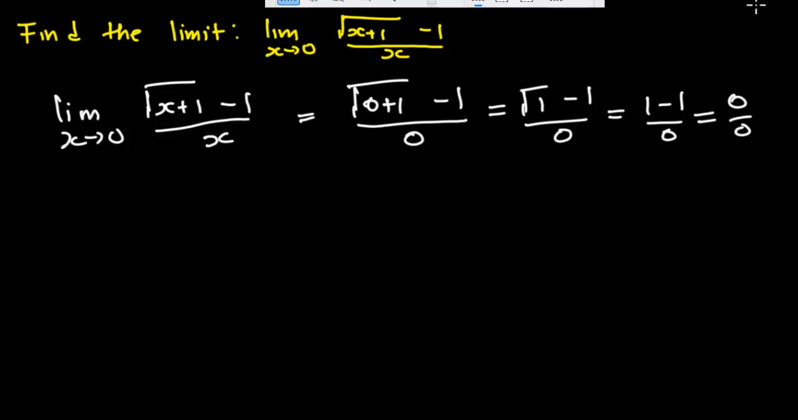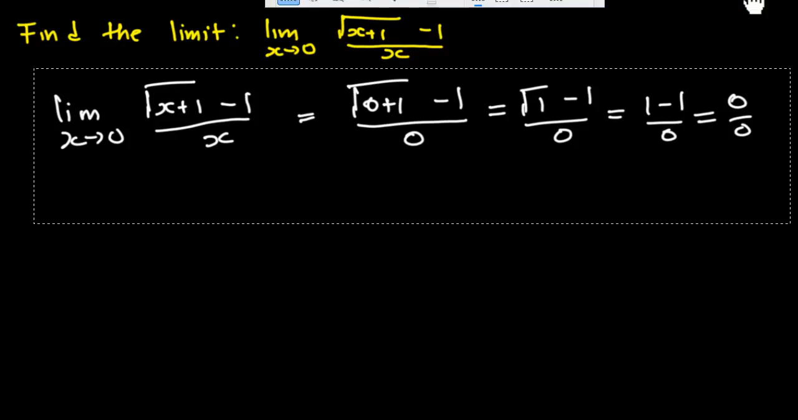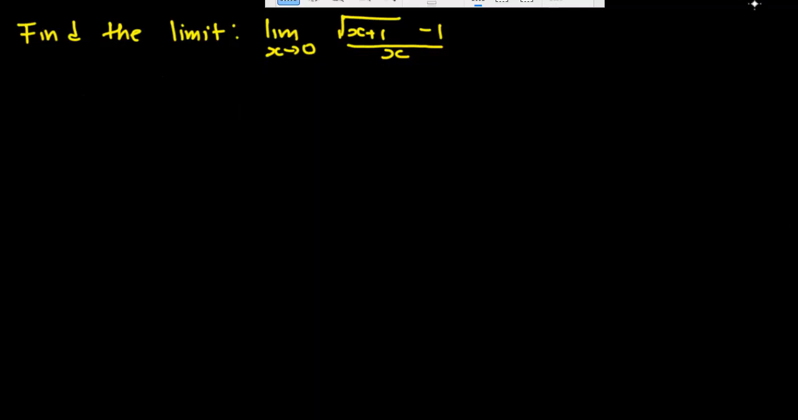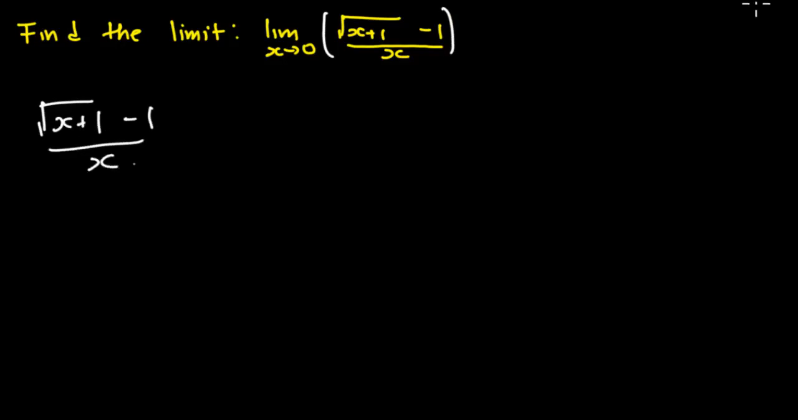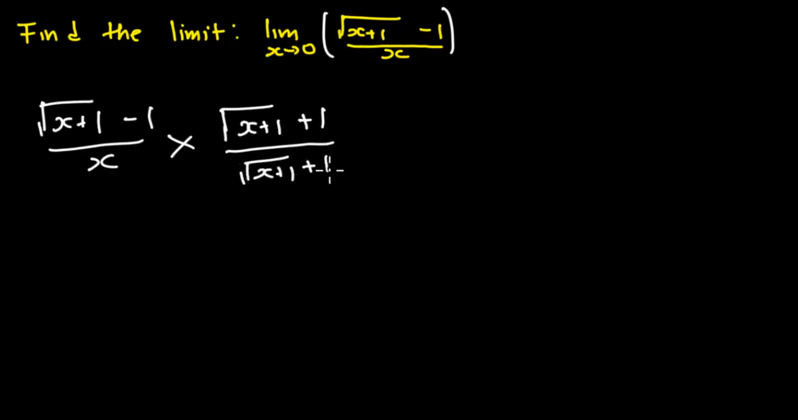Now let me clean this. Now let us consider this function. So we have the square root of x plus 1 minus 1 all over x. And so from here we can rewrite the fraction by rationalizing the numerator. So when we do that, we are going to multiply this term by 1. And then 1 can be expressed as the square root of x plus 1 plus 1 all over the square root of x plus 1 plus 1.